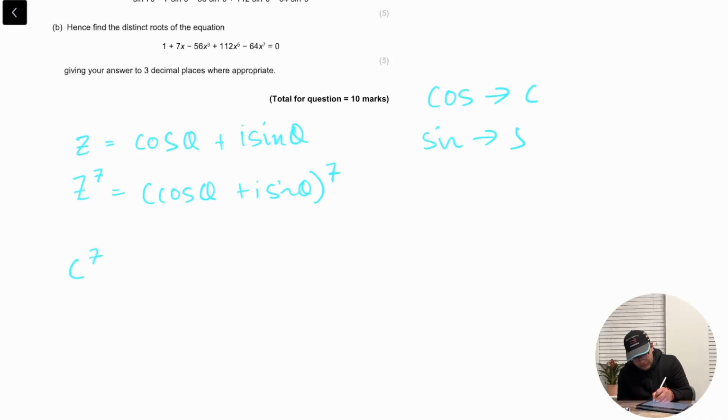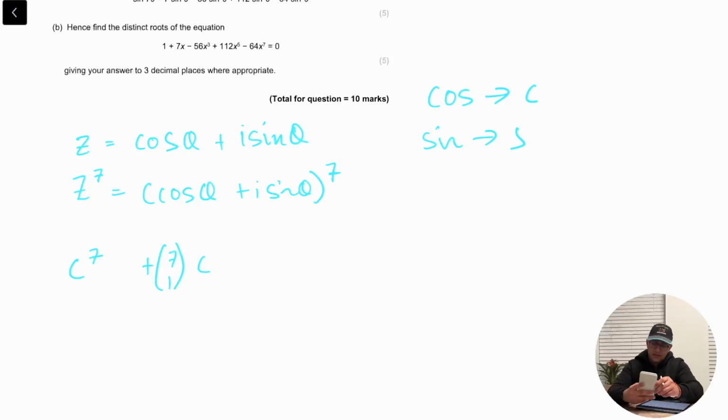So C^7, plus C^6 S, and I'm not even going to write theta. The coefficient is going to be 7 choose 1. If you've done binomial expansion, you know what I mean. You can calculate 7 choose 1 on your calculator. It's the C button. If you've got the white calculator like me, it is the nCr just over your divide button.